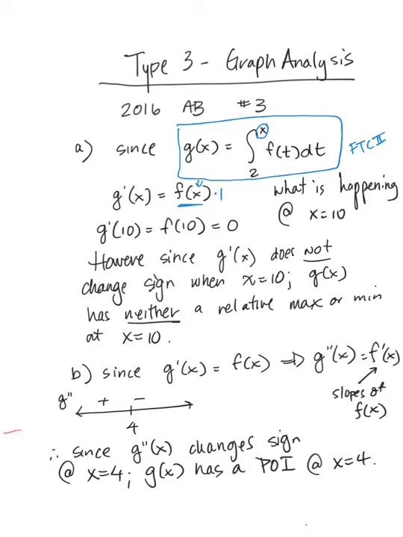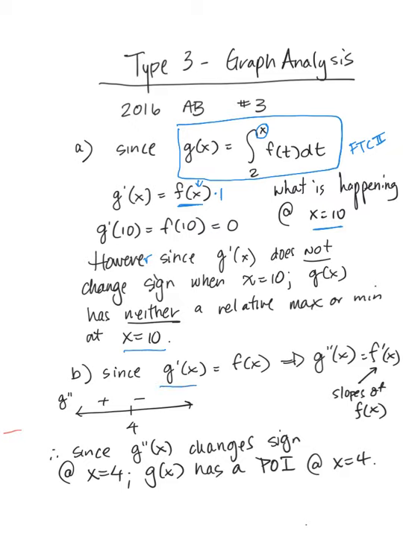So g prime is equal to f, and g prime of 10 is equal to f of 10, which is 0. However, what is happening when x is equal to 10 on our graph? f does not change sign, so since g prime of x does not change sign when x equals 10, g of x has neither a relative max or min at x equals 10.